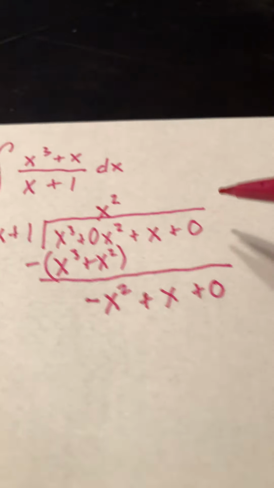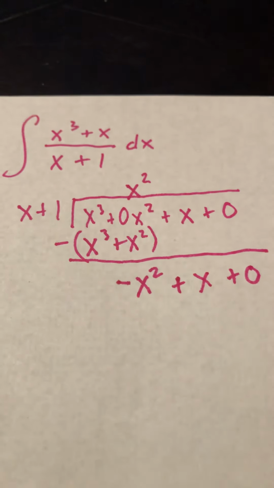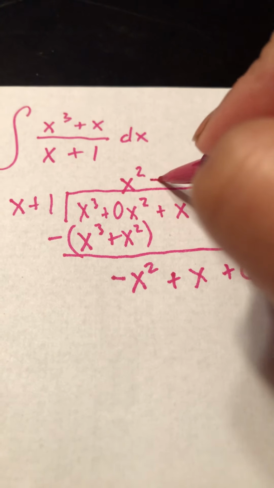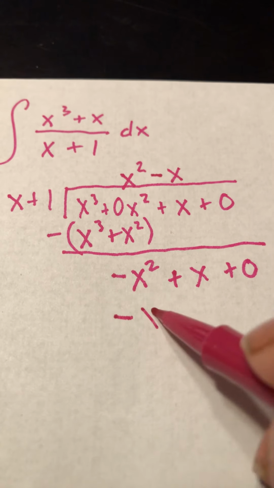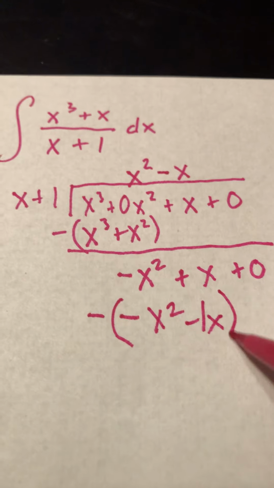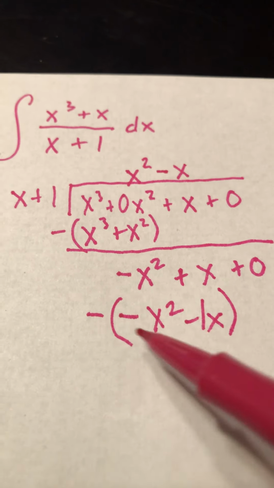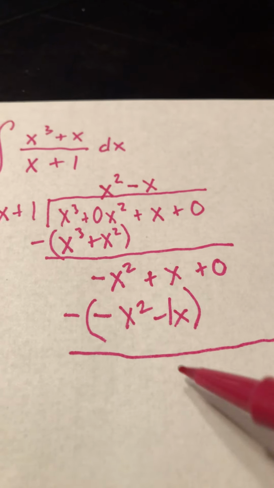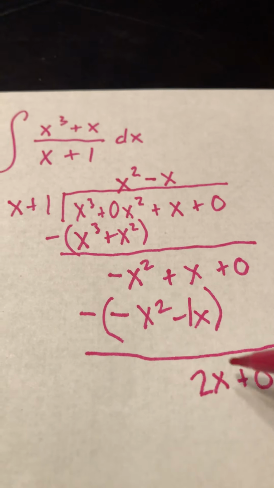Okay, so then we're going to do the process again. What is negative x squared divided by x? Well, the answer to that question is a negative 1x, which I can just write as negative x. I'm going to multiply it to both of these, so negative x squared minus 1x, but we are going to subtract this whole item right here. So the negative x squared plus x squared, and positive x minus a negative, so I'm actually adding it. So I get 2x, and I'm going to bring down that plus 0 just so I have it, because we're going to do the whole process again.